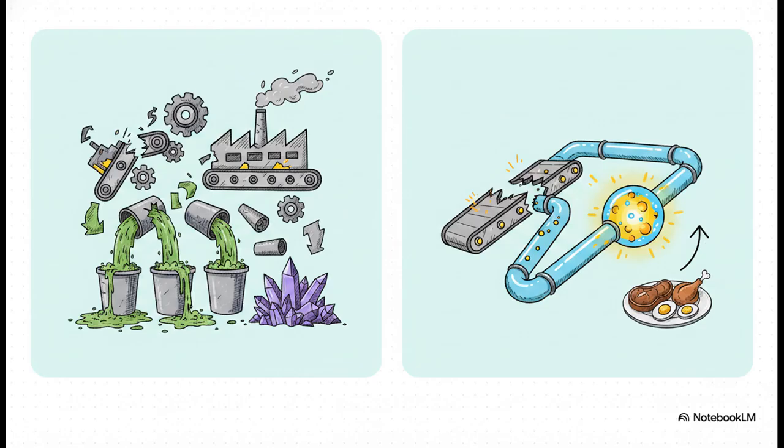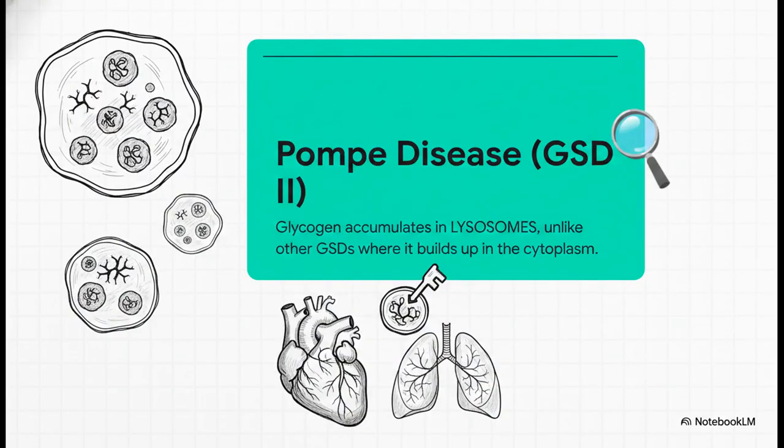But check out GSD3. Their lactate and uric acid levels are completely normal. Why? Because in GSD3, only the glycogen breakdown is broken. Their gluconeogenesis is actually totally intact. This is huge because it means these patients have a built-in lifeline. Giving them a high-protein diet can actually prevent their hypoglycemia. And honestly, this brilliantly illustrates one of the most fascinating anomalies in all of human metabolism.